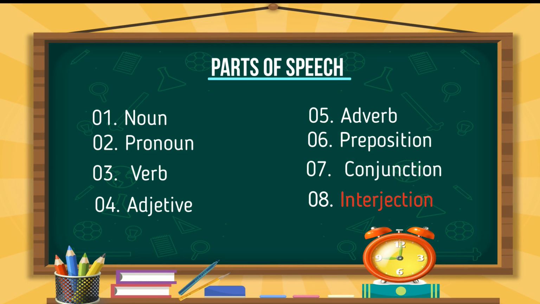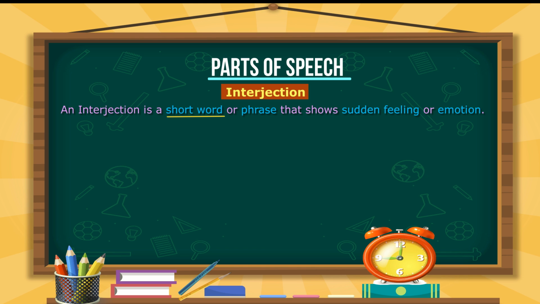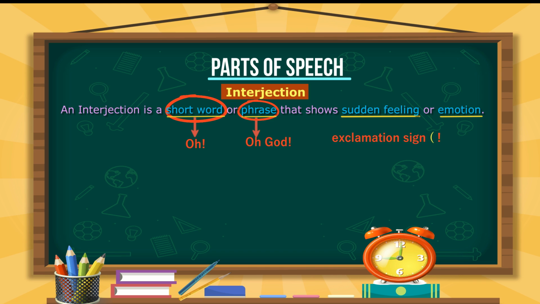The last part of speech is interjection. An interjection is a short word or phrase that shows sudden feeling or emotion. For short word or phrase, you need to remember, like if you say, oh, it's a short word, or if you say, oh God, it's a phrase. They express strong and sudden feelings or emotions, and they are always followed by an exclamation sign. For example, hooray! Oh no! Whoops! Bravo! Alas! Etc.